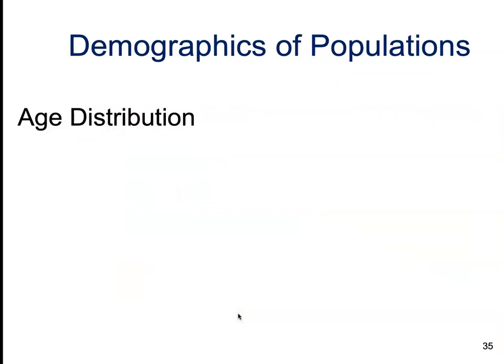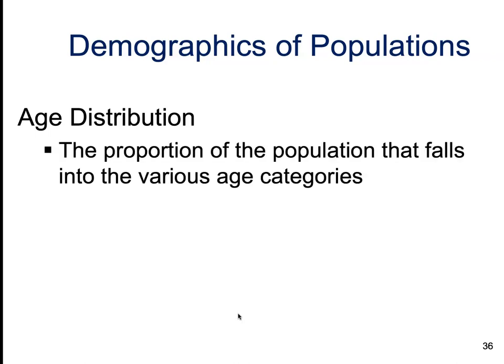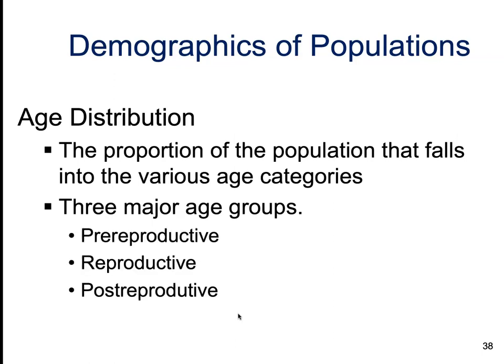So the proportion of a population that falls within a certain age category is going to be known as the age distribution. There are going to be 3 major groups: the pre-reproductive stage, the reproductive stage, and the post-reproductive stage. Basically, all of life can be summed up into those 3 categories. Populations are going to differ according to what proportion of the population falls into each age group.